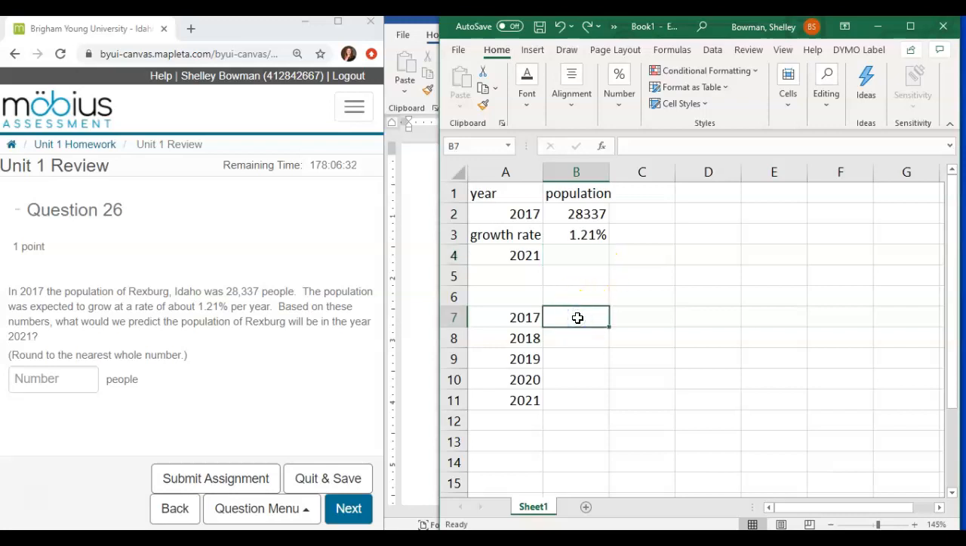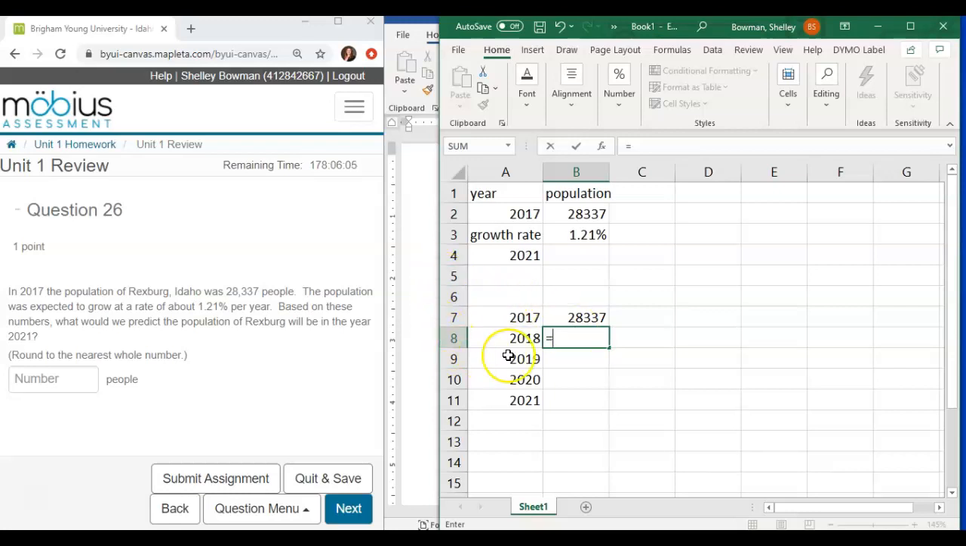So the first thing I'm going to do is, I've written out all of our information, and the population is 28,337. Since I've already written that here and I don't want to type it again, and it helps prevent typos, I'm just going to use a cell reference just for this first year. Now the next year, we were told, is an increase or growth at a rate of 1.21%.